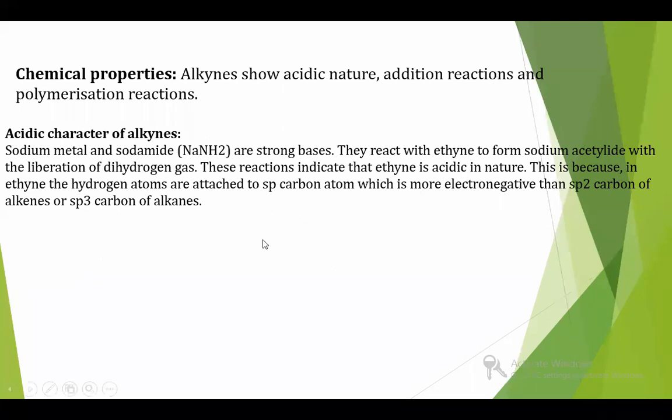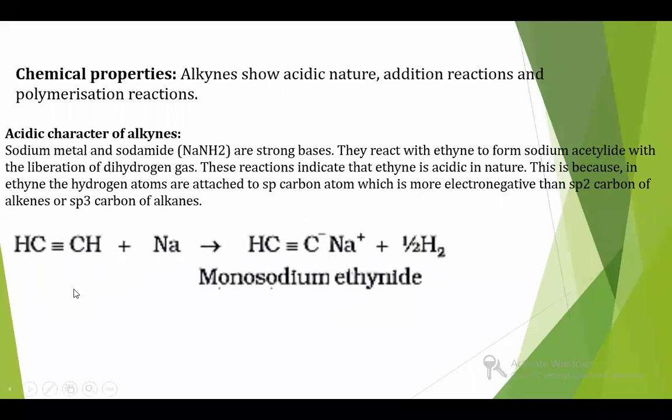I'll show the chemical equation. The triple-bonded compound ethyne is treated with sodium; sodium replaces any one of the two terminal hydrogens. It will form Na plus and NH3. This sodium binds to the carbon, only sodium metal.